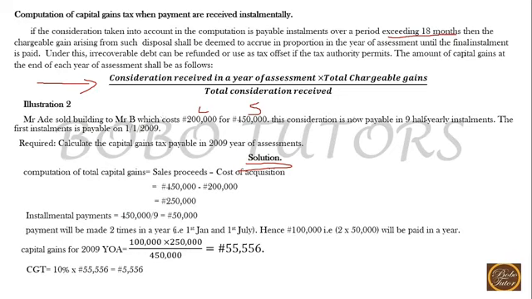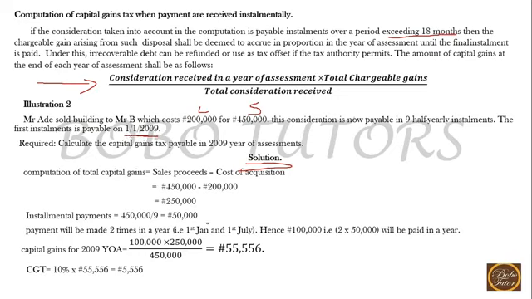Remember, we are using this formula to determine the capital gains accruable in a year of assessment. Consideration received in a year. So we have to determine how much Mr. Ade is going to pay in a year. Remember, we'll be paying 2 times in a year. And the first payment will be in January, 1st of January. Are you getting it now?